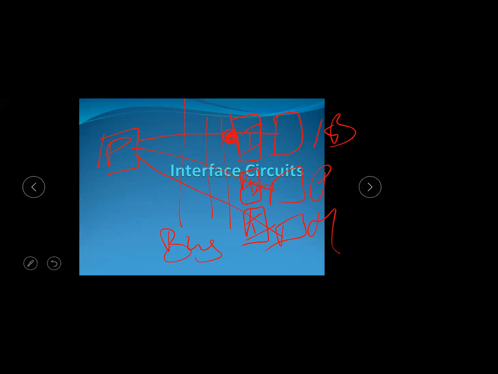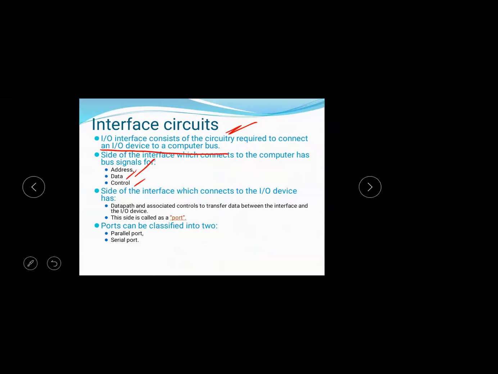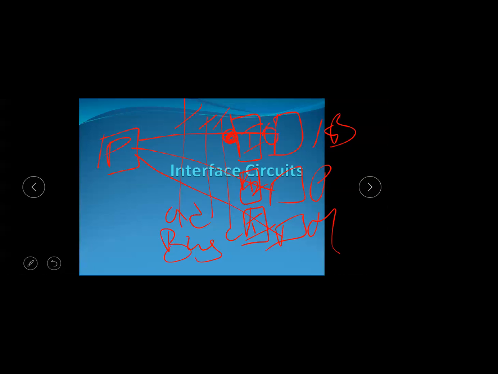The interface circuit connects to the bus lines, and it has an address line, data line, and control line. The left hand side of the interface, which connects to the computer side, connects to the bus signals called address line, data line, and control line. This is the left hand side, and this is the right hand side. The right hand side is known as the port.